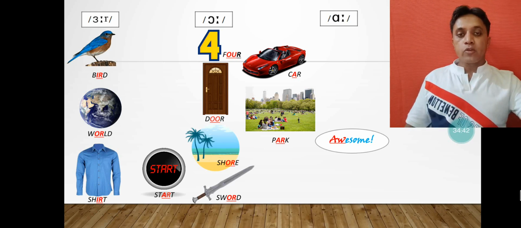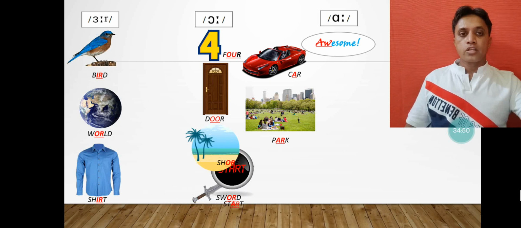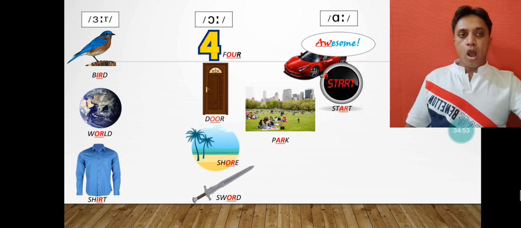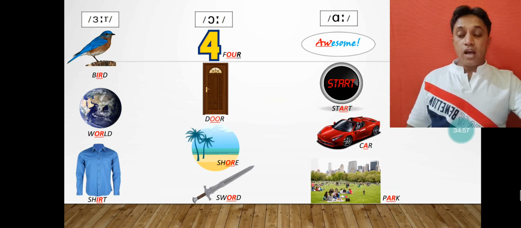And finally, we have the last sound, that is ah. Mouth opens big and wide. And the images that go with this sound are awesome, start, car, park. All right, so awesome. Let's start the car and go to the park.